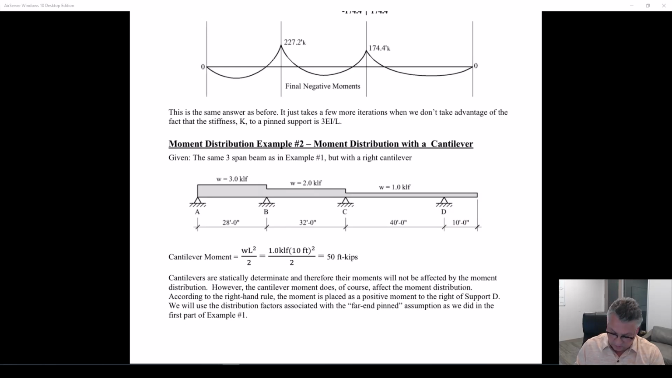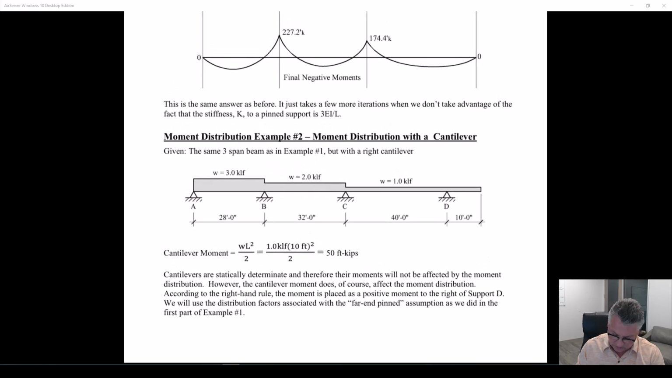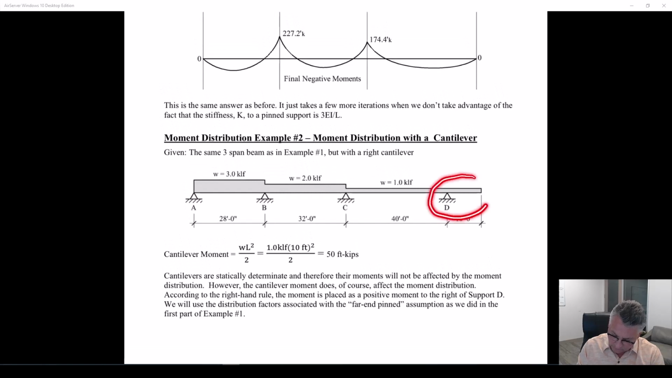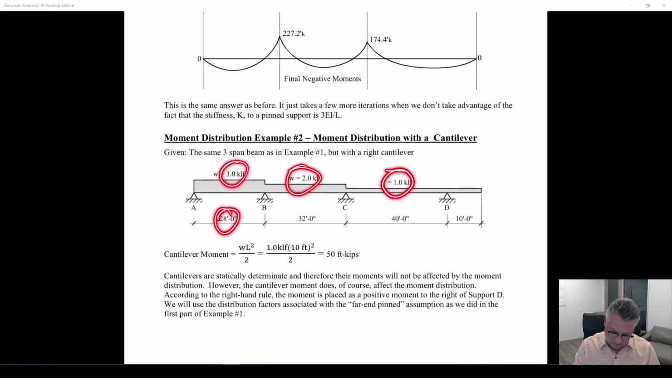There's only one thing you need to do if I give you a cantilever. That cantilever, regardless of if this is 1 span, 2 span, 3 spans, 9 spans, that cantilever is statically determinate. Whatever load is on a 10-foot cantilever, WL squared over 2 is going to be the moment right here. Doesn't matter what that is, what these spans are, anything about that. Can't change statics because it's your best friend.